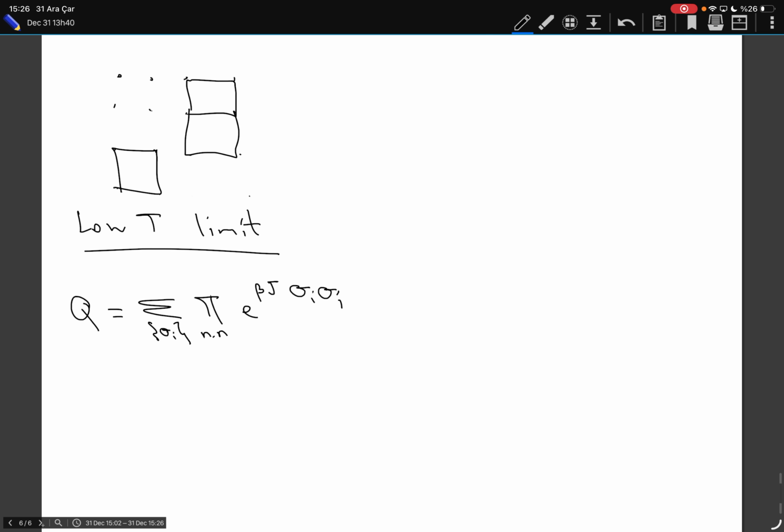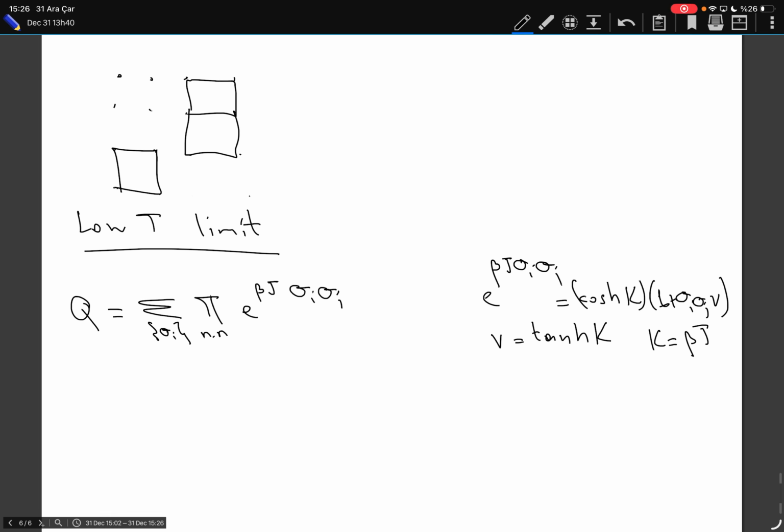Now the trick we had in the previous case was we identified e to the power beta J sigma i sigma j with cosh K times (1 plus sigma i sigma j v), where v was tanh K and K being beta J. So at the high temperature limit, K is small. If K is small, v is small, so v is our expansion parameter. We just take the first correction in v.